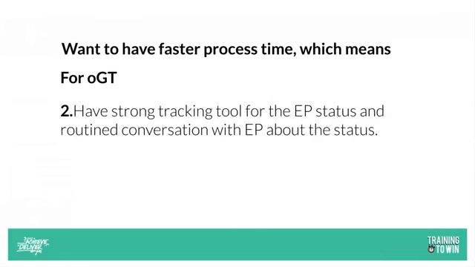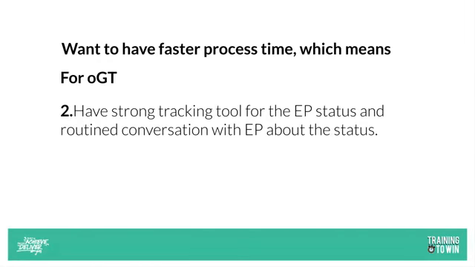And second, have a very strong tracking tool for the EP status and also routine conversation with the EP about the status. Here, I highly recommend that for OGT, you maybe use the XBA. There is a function for making tags for the EP, and you can also put notes on the XBA so that when you review all the EPs, you won't get lost.